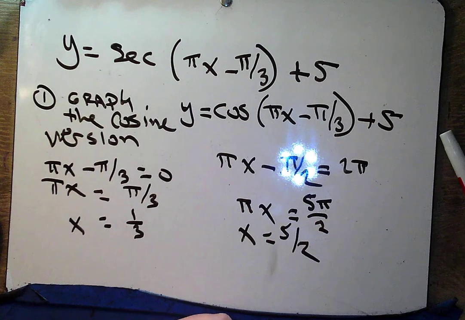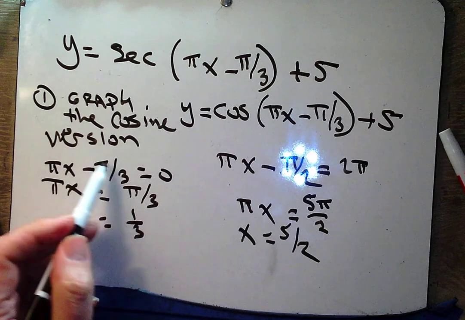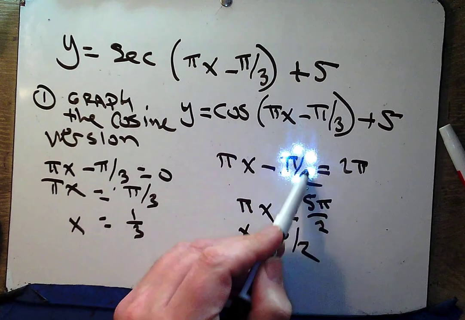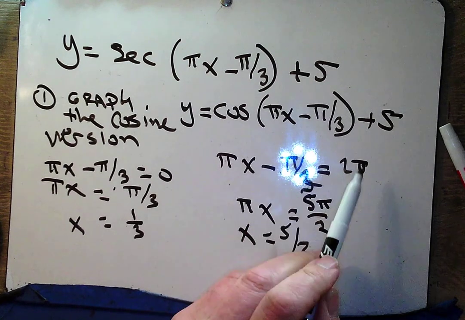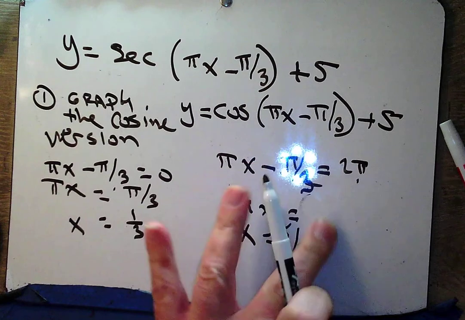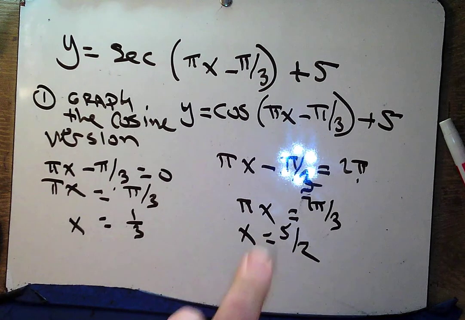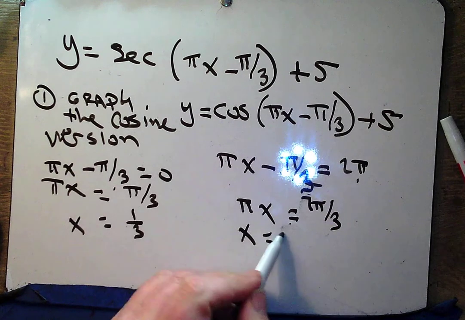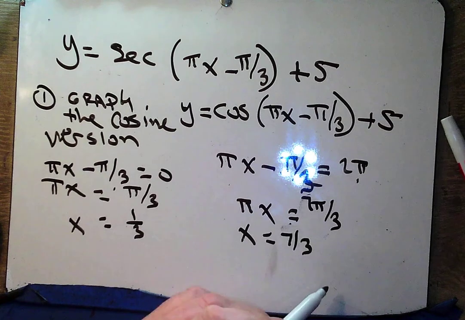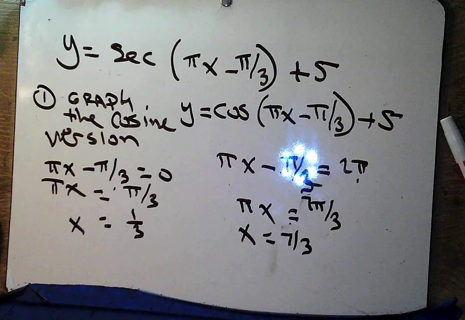5 halves? Third? Did I miss something here? No, I didn't miss something here. Oh, yes, I did. I copied this wrong. That's why. So this is 6 pi over 3 plus 1 pi over 3, which is 7 pi over 3. And then when I divide both sides by pi, I get 7/3. Well, that's much better. I usually expect these to have the same denominator, and when they don't, it makes me take a second look at things.